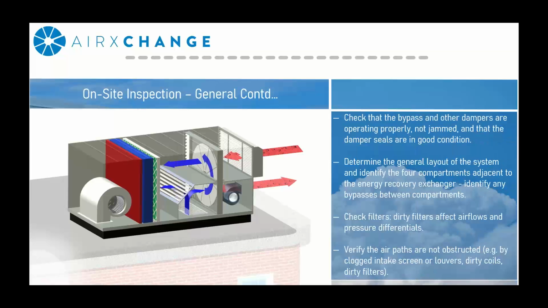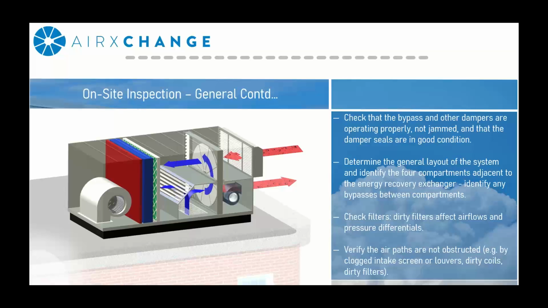Okay, so continuing on, you're going to want to check that the bypass or any other damper in the system is operating properly, that they're not jammed, and that all the damper seals are still in good operating condition. You're going to want to identify the general layout of the system. So, look for areas where there can be potential bypass around components. Once again, there's going to be missing fasteners, seals, really any gross leakage that could bypass the components.